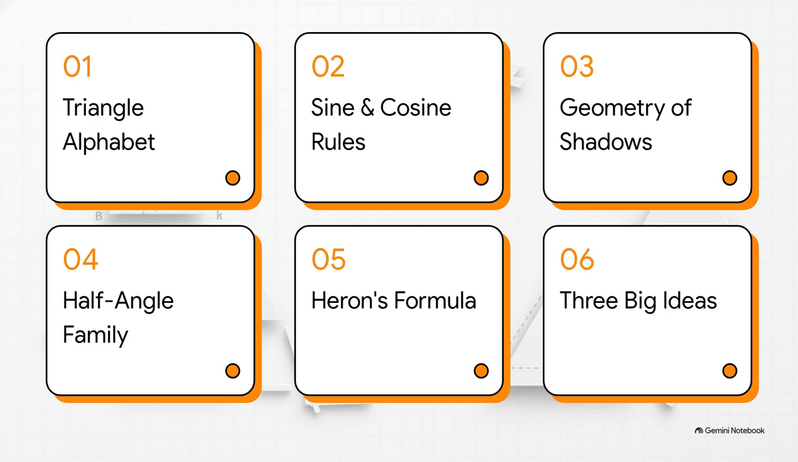Okay, here is our roadmap for today. Section 1 is the triangle alphabet. 2 is sine and cosine rules. 3 is the geometry of shadows. 4 is the half-angle family. 5 is Heron's formula. And finally, section 6 is 3 big ideas. Let's get right into it.